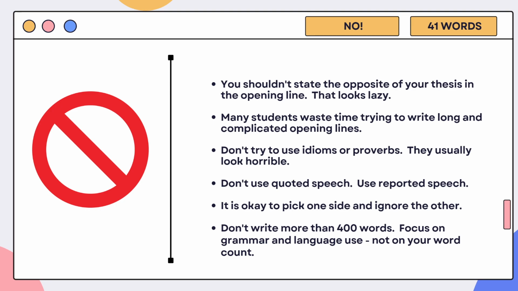There are a few things that I did not do. What did I not do? Well, I've mentioned a few of these along the way, but you shouldn't state the opposite of your thesis in the opening line. That looks lazy.